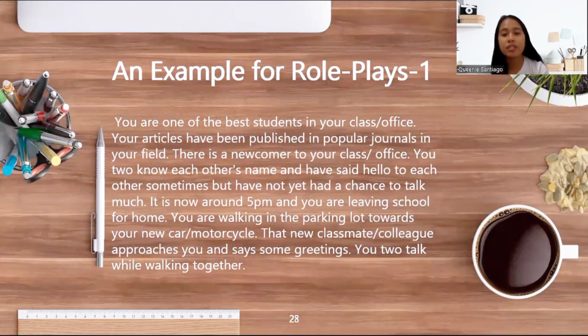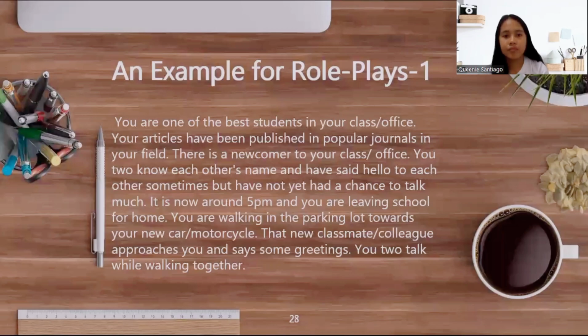You are one of the best students in your class or office. Your articles have been published in popular journals in your field. There is a newcomer to your class or office. You know each other's names and have said hello to each other sometimes, but not yet had a chance to talk much. It is now around 5 p.m. and you're leaving the school for home. You're walking in the parking lot towards your new car or motorcycle. That new classmate or colleague approaches you and says some greetings. You two talk while walking together. So this is a scenario of a role play.